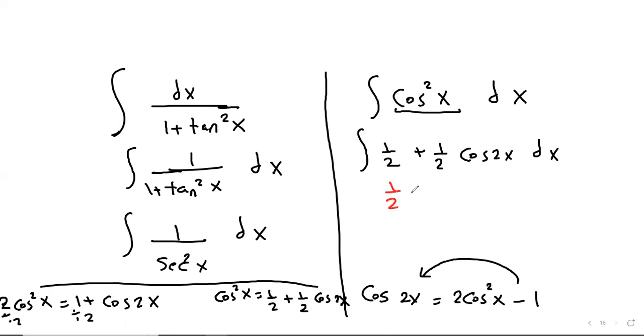So it will be half x and half cosine 2x. You know, the antiderivative of cosine is sine. So write half as it, and write here sine 2x multiplied by 1 over 2. So here we have half x plus half times half, which will be 1 over 4 sine 2x. That's it.